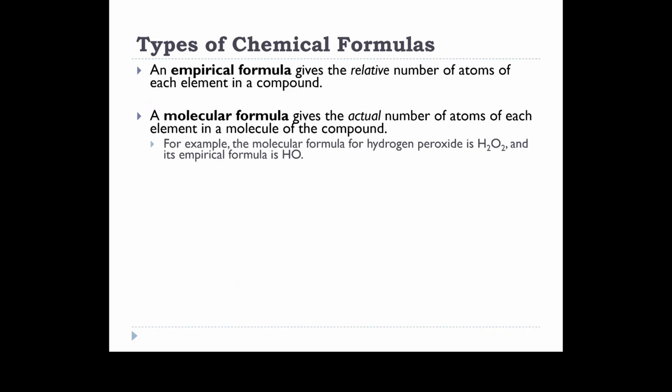So take a look at what we have here. This is hydrogen peroxide, H2O2. There's two hydrogens, there's two oxygens. It looks like this. Hydrogen stuck to oxygen, stuck to oxygen, stuck to hydrogen. The empirical formula for this is the ratio of hydrogens to oxygens. That ratio is 2 to 2 or 1 to 1. So the empirical formula for this is HO.